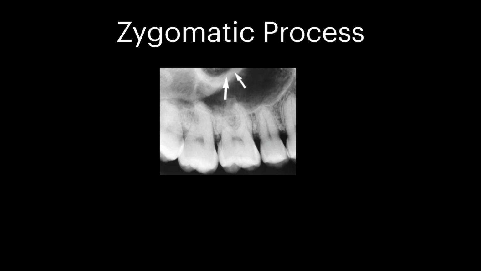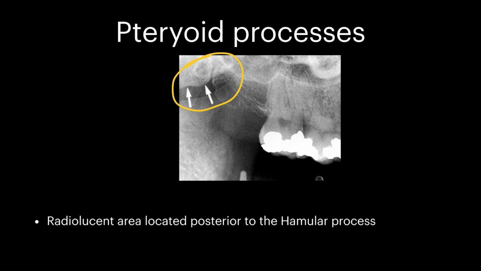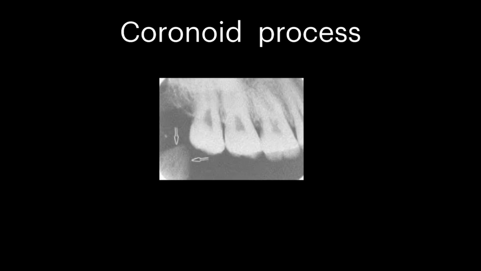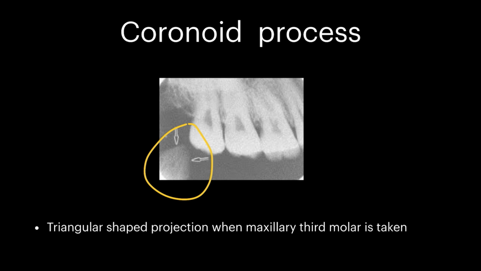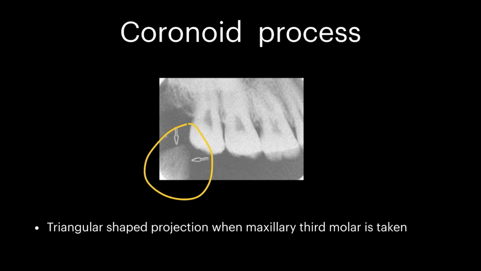Zygomatic process. It is seen radiographically as a J-shaped radiopacity with its open end directed superiorly. Pterygoid process. The pterygoid process is observed as a homogeneous radio-opaque shadow without any trabecular pattern. Hamular process. This hook-like extension of the pterygoid plate appears radiographically as a radio-opaque hook. Coronoid process. The coronoid process is a triangular projection seen in the maxillary third molar region. It becomes evident when the mouth is opened wide, moving the coronoid process down and forward.